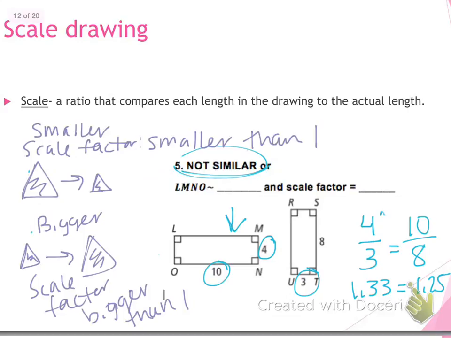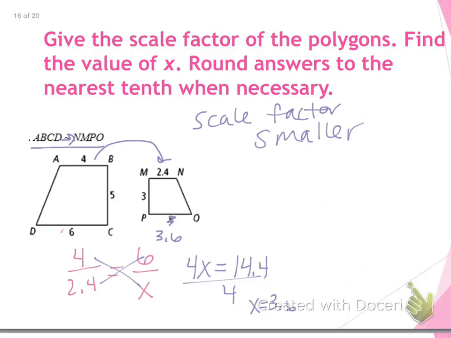Okay, to make it get smaller, we have to multiply it by a small decimal. To make it get bigger, we need to multiply it by a number that's bigger than 1. So if I go back, we're getting smaller, or you could look, I'm going from 4 to 2.4, so I need to be getting smaller. So my scale factor needs to be smaller than 1. It needs to be small.